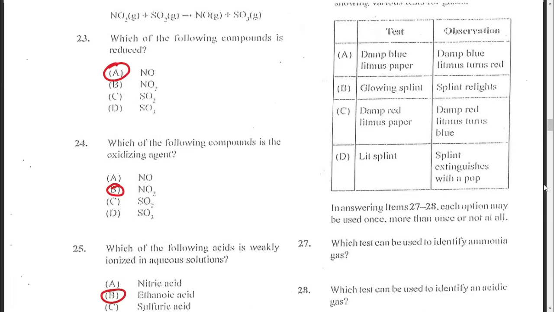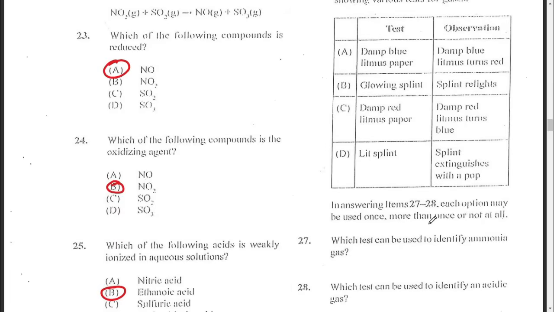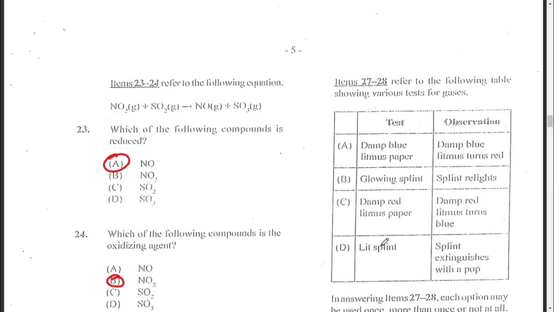27. Items 27 to 28 refer to the following table showing various tests for gases. Right? In answering items 27 to 28, each option may be used once, more than once, or not at all. Now, which test can be used to identify ammonia gas? Ammonia is a base, so we expect the red litmus paper to turn blue. Right? So that is C.